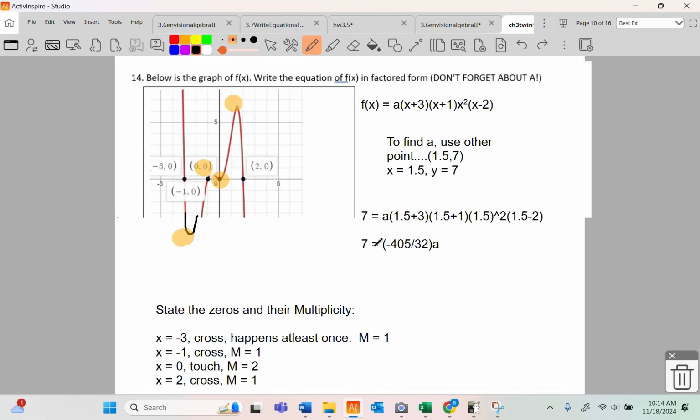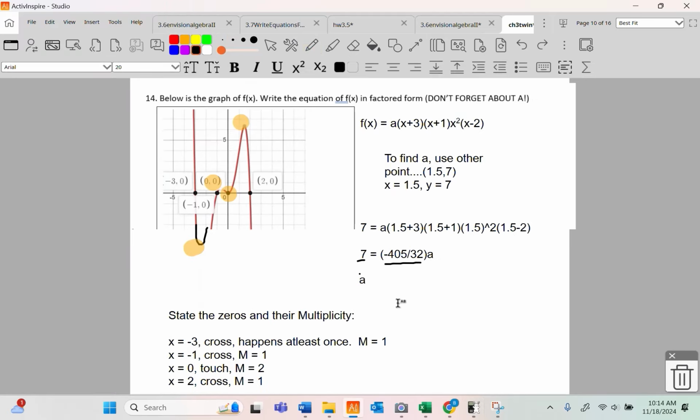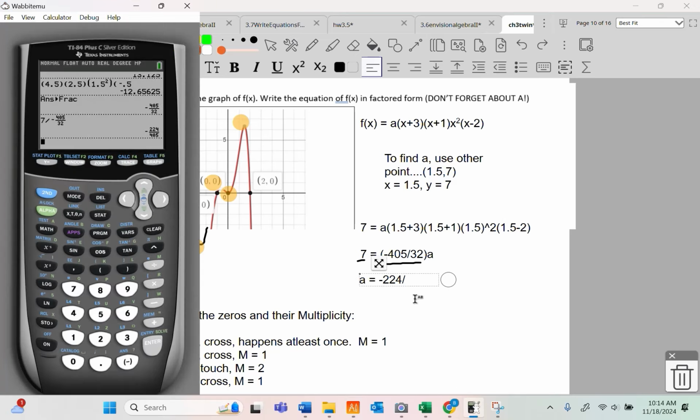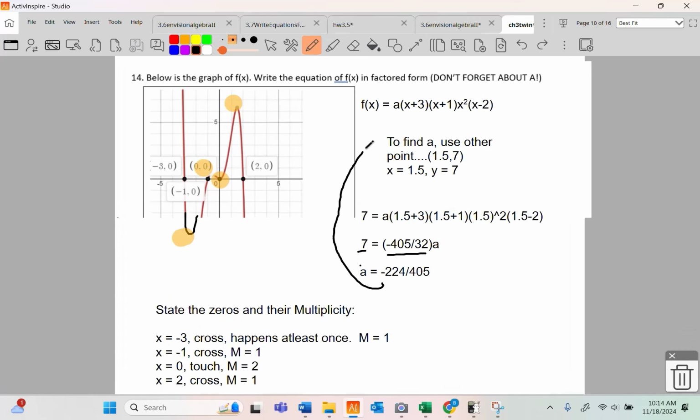What we're going to do is divide both sides by that negative 405 over 32. So we have 7 divided by that. Play along: negative 224 over 405. So a equals negative 224 over 405. Now you can write your equation. All you have to do is take that little guy and stick him there. Again, the test will have nicer answers.